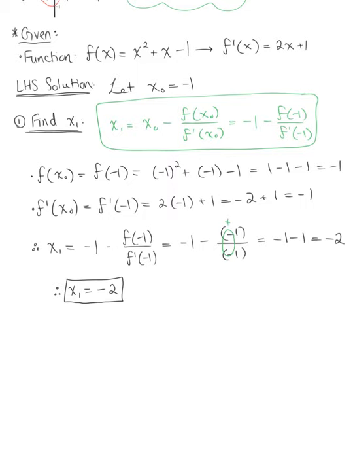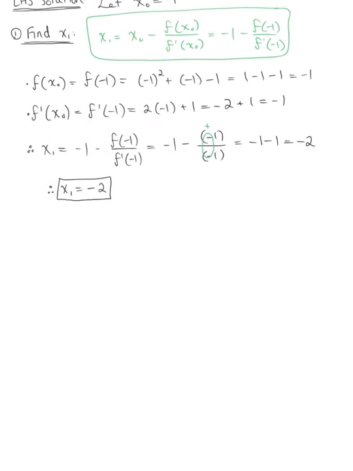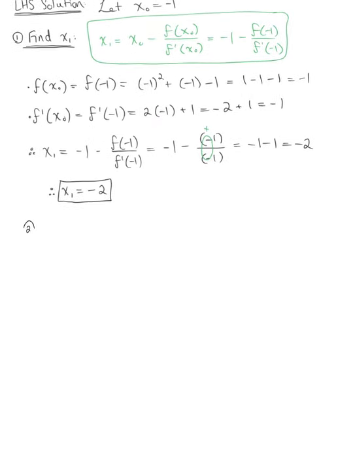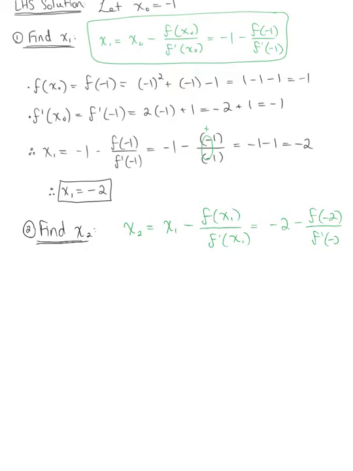So now we need to use this to find x sub 2. And again, we're going to reference Newton's generalized formula. So x sub 2 is x sub 1 minus f of x sub 1 divided by f prime of x sub 1. And in this case, this is going to be negative 2 minus f of negative 2, all divided by f prime of negative 2.